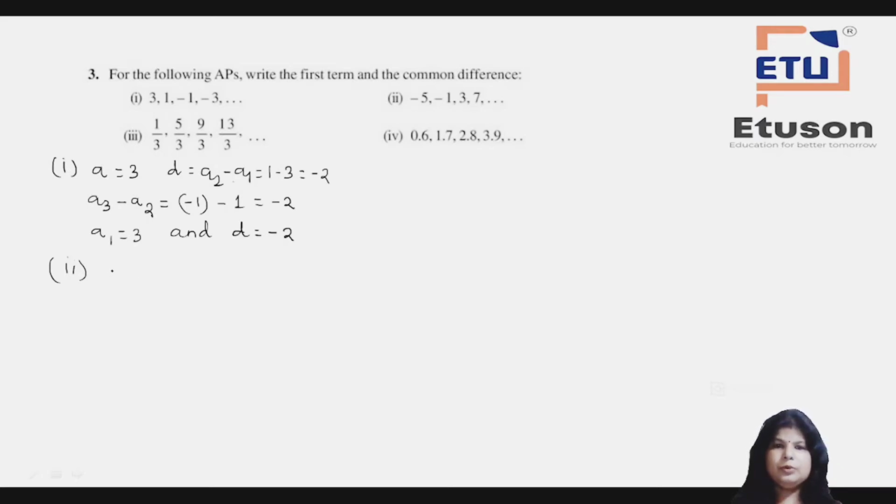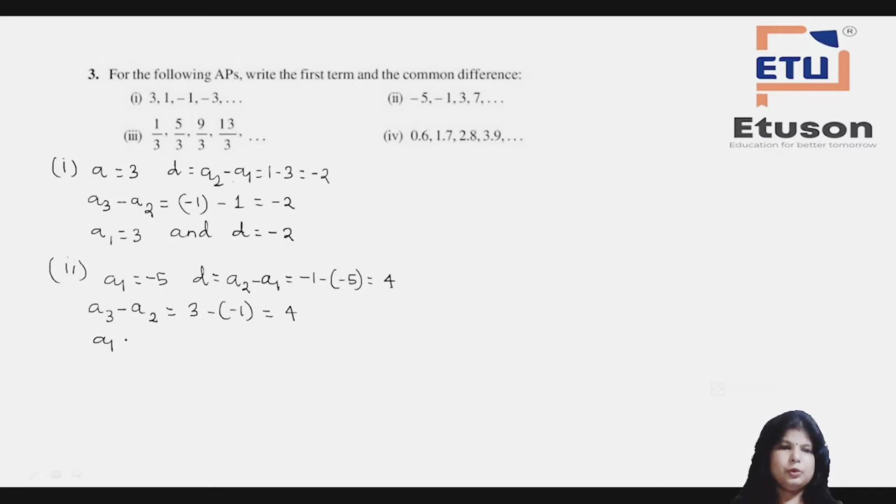So in bit 2 your A1 will be equal to minus 5, and the common difference, if you want to find out, just check it. A2 minus A1, that is minus 1 minus minus 5, that is equal to 4. Just check it with the next term also. So A3 minus A2, that is 3 minus minus 1, which is equal to 4. So your first term is given to be minus 5 and the common difference is given to be 4.